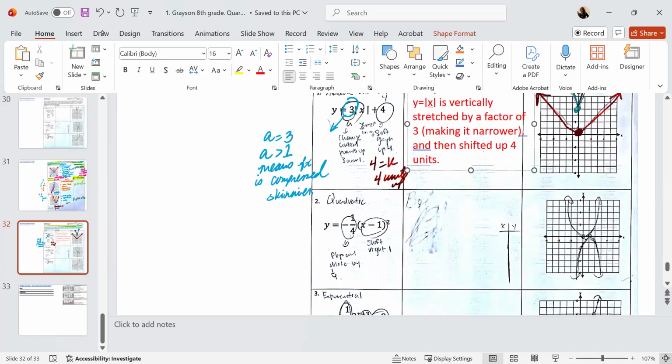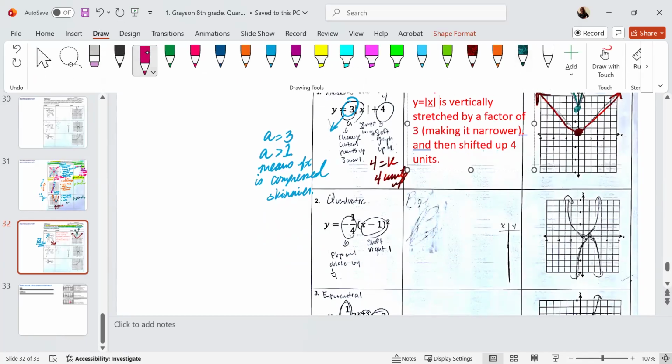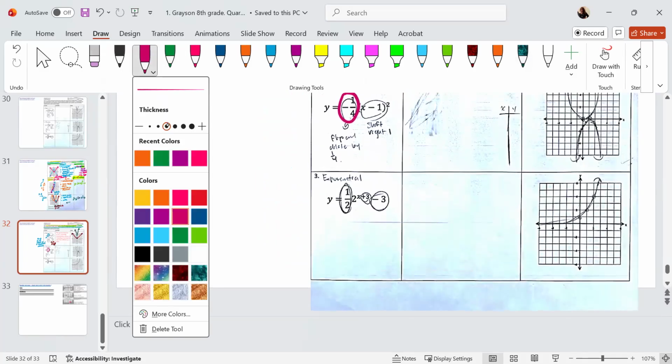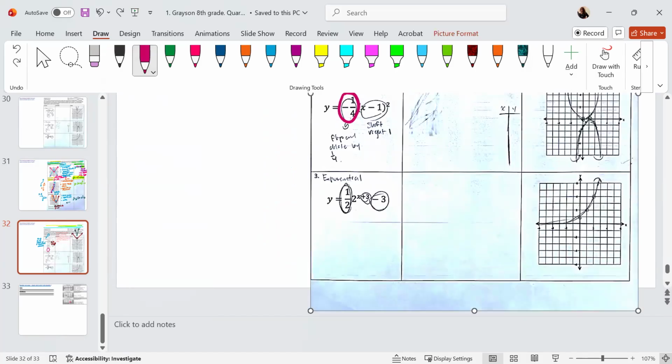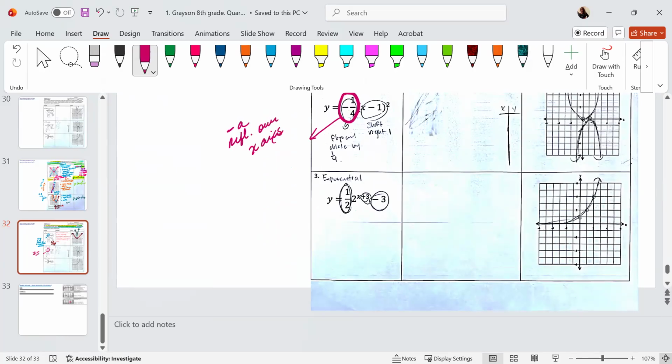All right. So what do you see here? There's a negative. Yeah. So the negative means what? Yep. Is it always reflecting over the x-axis? Yes, reflect over the x-axis. And then also, if a is 1/4, a is less than 1, which means what?